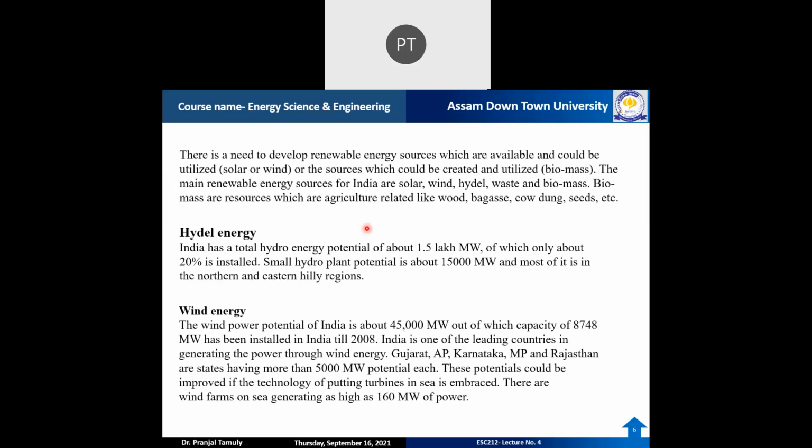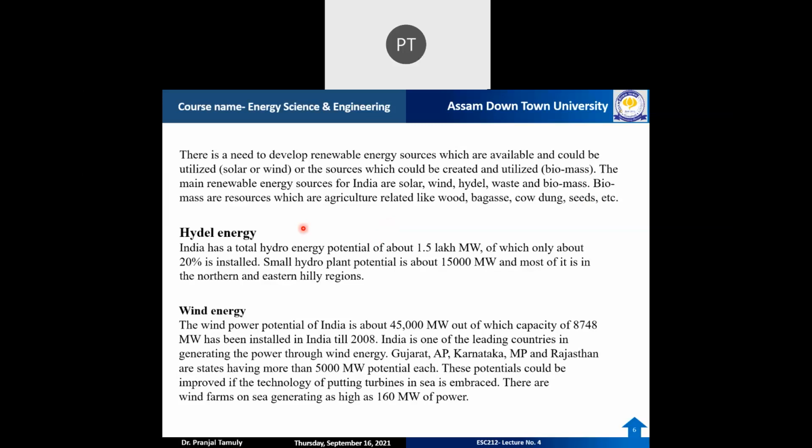There is a need to develop renewable sources which are available and could be utilized. The main renewable sources for India are wind, hydel, waste, and biomass. Biomass are resources which are agriculture related like food, biogas, cow dung, seeds that I have already explained in the earlier classes. So now we are going to discuss the different potentials of how much energy we can produce from these renewable sources of energy.